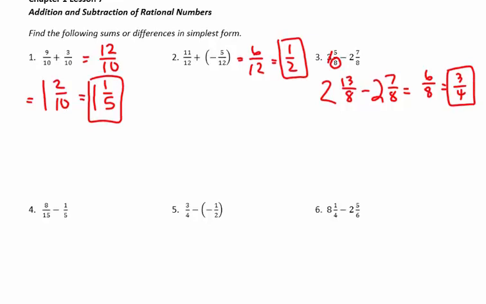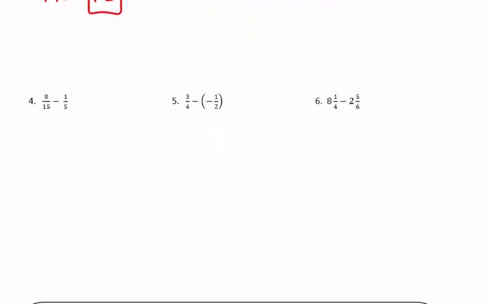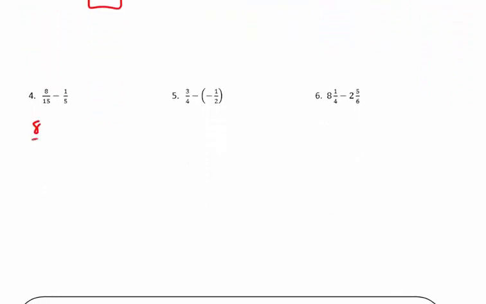Number 4, I need to come up with a common denominator for those two, which is 15. So 8/15 I can leave alone. And I'm going to multiply this by 3 over 3, because 3 times 5 will give me 15. So that makes 3/15. That's an equivalent fraction to 1/5. They're equal still, but now I've changed it into parts I can use. 8 minus 3 is 5, not 8, sorry. 5 over 15, which reduces to 1/3.